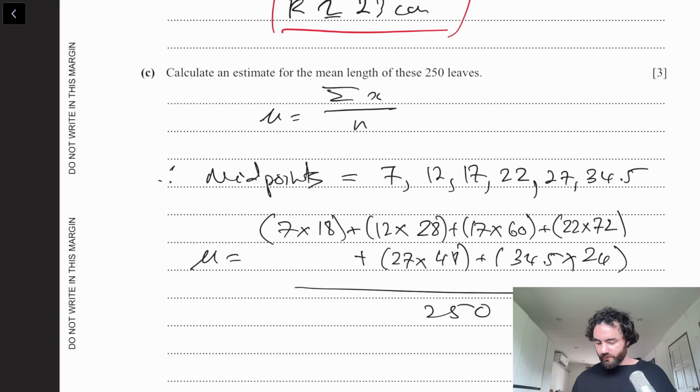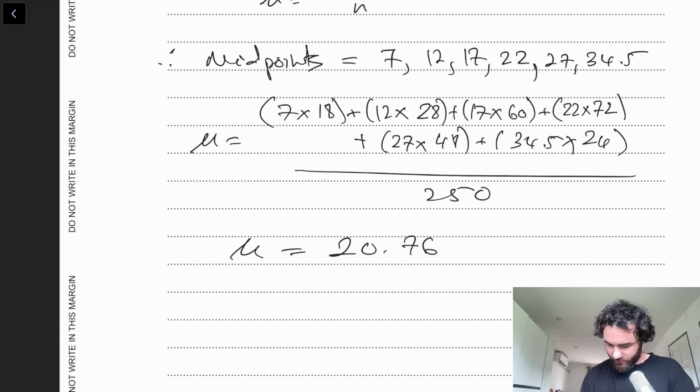Okay, so we plug all this in: 7 times 18 plus 12 times 28 plus 17 times 60 plus 22 times 72 plus 27 times 48 plus 34.5 times 24, divided by 250. This gave me 20.76 centimeters.